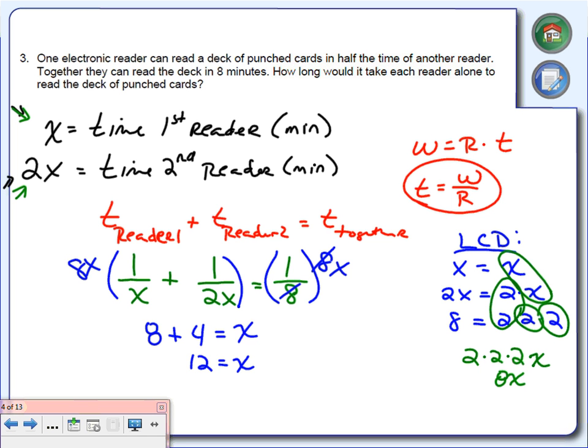And what does 12 represent again? The first reader. So this first reader can do the deck of cards in 12 minutes. So if that first one can do it in 12 minutes, how fast is the other one going to do it in? 24 minutes. So one of them can do it in 12 minutes. The other one can do it in 24 minutes. Notice how it still meets that, where is it? Here. Half the time. So half of 24 is 12. That's that half the time.